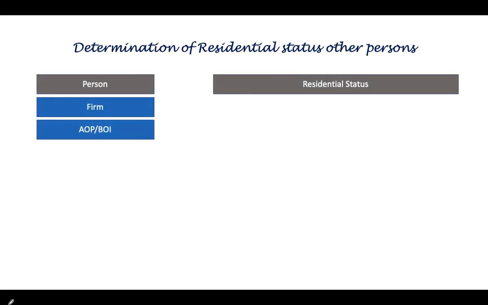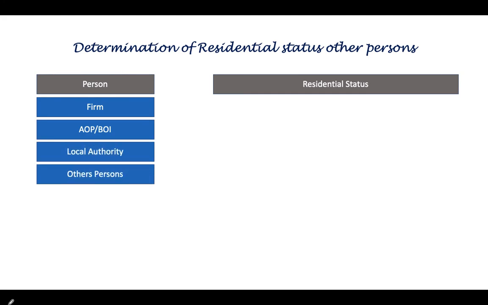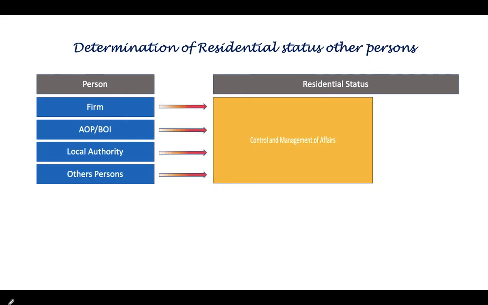Determination of residential status of other persons: firm, association of persons and body of individuals, local authority, and other persons. The control and management of its affairs should be situated in India. If it is situated in India, it is resident. If it is situated outside India, it is non-resident.